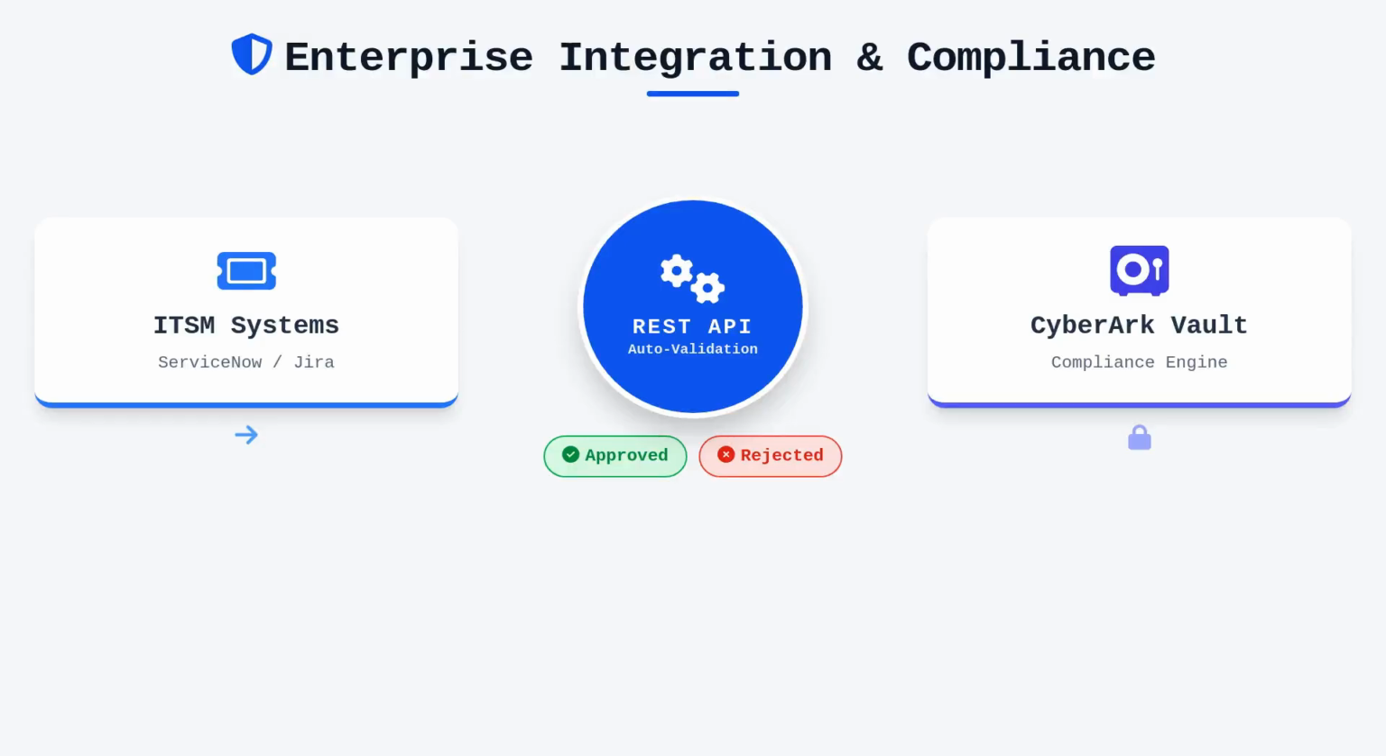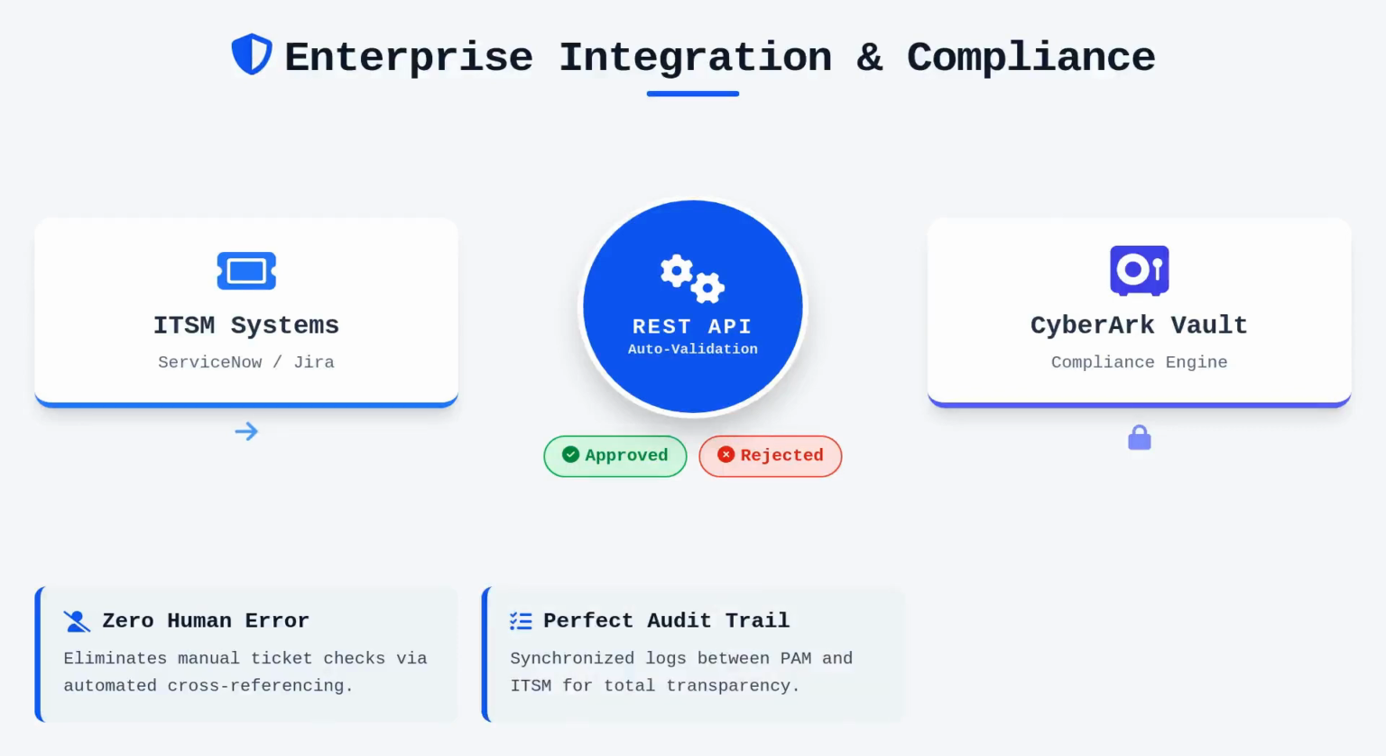When this workflow is automated, the Vault validates the ticket status through a REST API call, and if the ticket is not in an in progress or approved state, the access request is automatically rejected. This architectural choice effectively eliminates the human element of manual checking and ensures that audit logs in CyberArk perfectly match the audit logs in your IT service management platform.